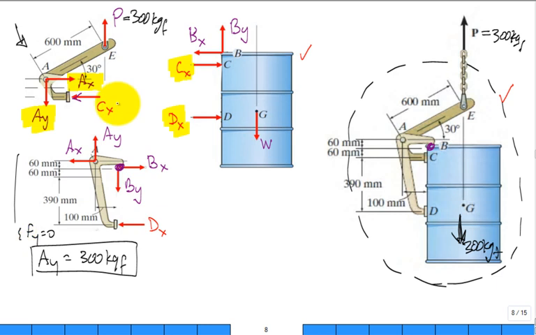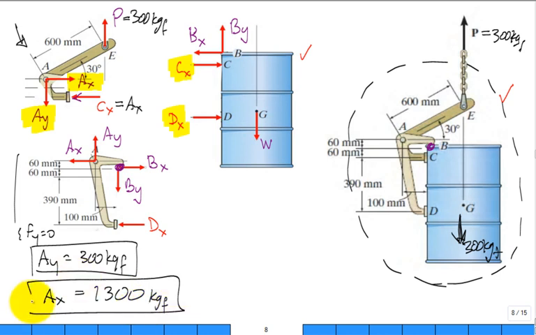If you do sum of the forces in the Y, what do you recognize about CX and AX? They're equal in magnitude. Yeah. So if I look at this top member, it has two couples. You see that? One's trying to rotate this way, one's trying to rotate that way. So you do the sum of the moments, it really doesn't matter where on it. And you can get a solution for AX. In the interest of time, AX comes in at 1,300 kilogram force. Okay, you see how we did that?